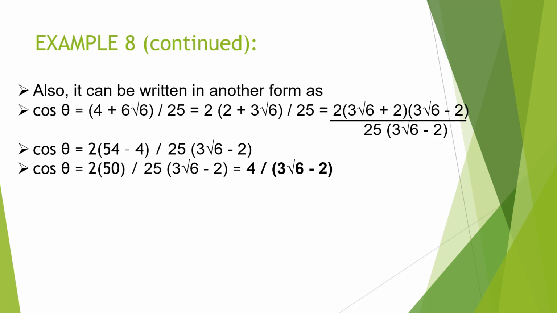So now a minus b into a plus b is a square minus b square. So 3 root 6 plus 2 into 3 root 6 minus 2 is 54 minus 4. So on simplification you get cos theta as 4 upon 3 root 6 minus 2. So this can also be one of the options which is given to us. So cos theta can also be written in this case as 4 upon 3 root 6 minus 2.